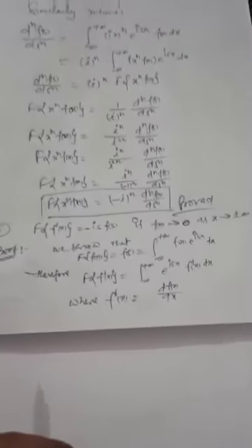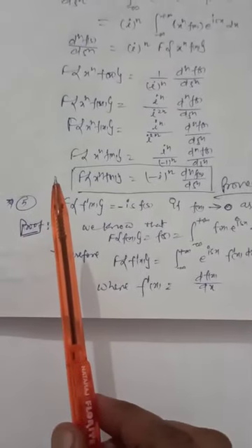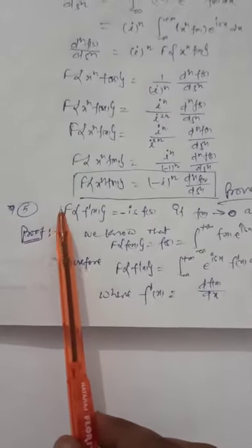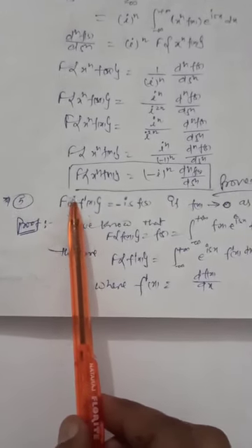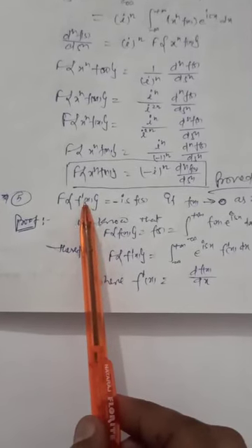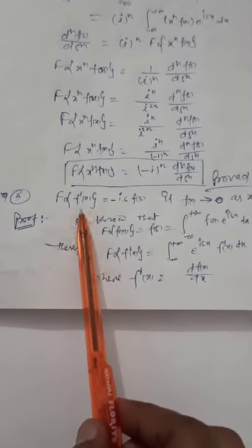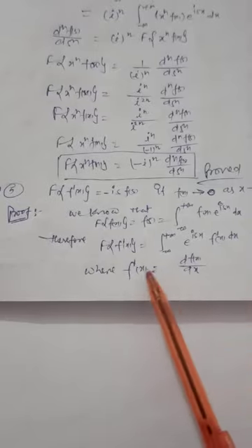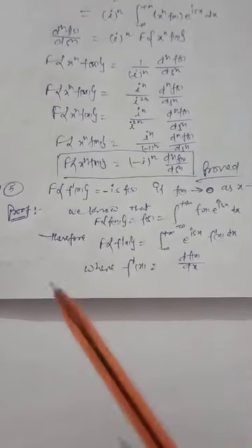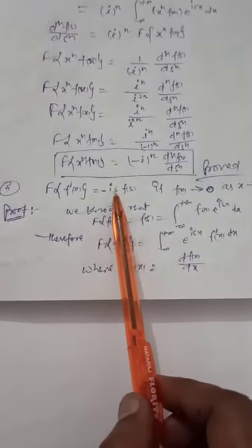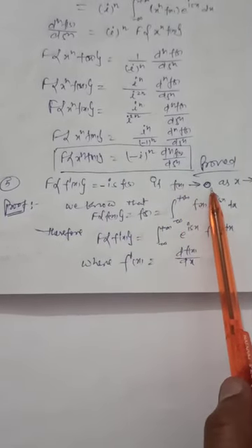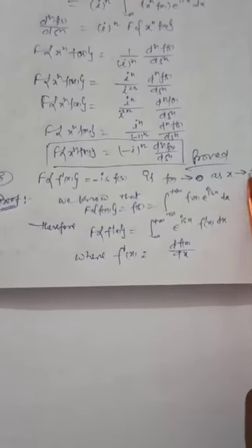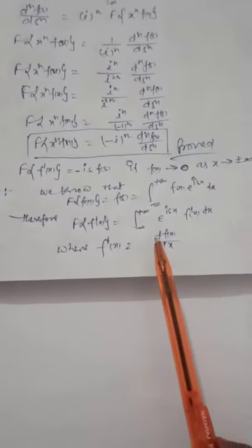Now the fifth property: the Fourier transform of the differential function f'(x), that is df(x) over dx, is equal to minus i s F(s), if f(x) tends to 0 as x tends to plus or minus infinity.